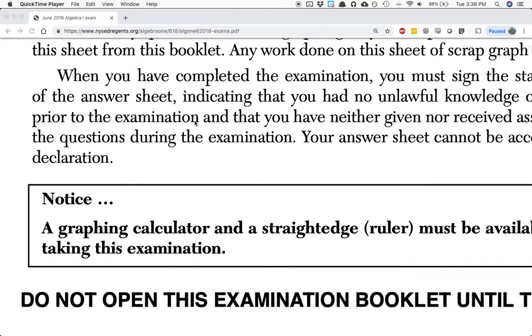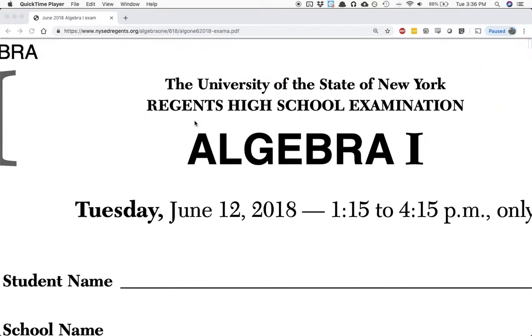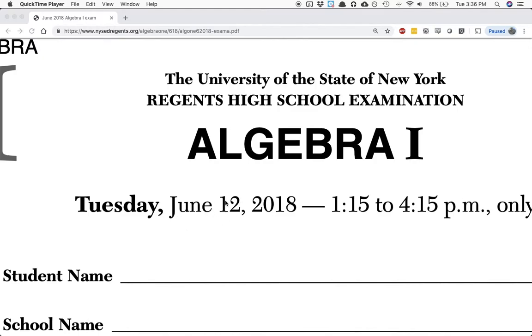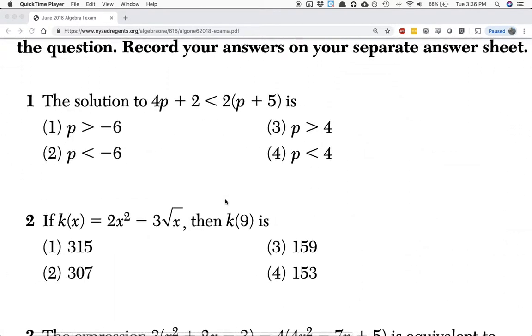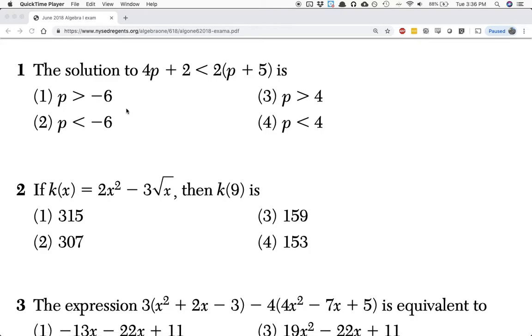All right, we are looking at the June 2018 Algebra 1 Regents exam. We're starting out by looking at question number 1 over here. It's a pretty easy one, at least in terms of the skills you need to do. Unfortunately, it's not a free calculator one, though there is some calculator stuff you could do with it.